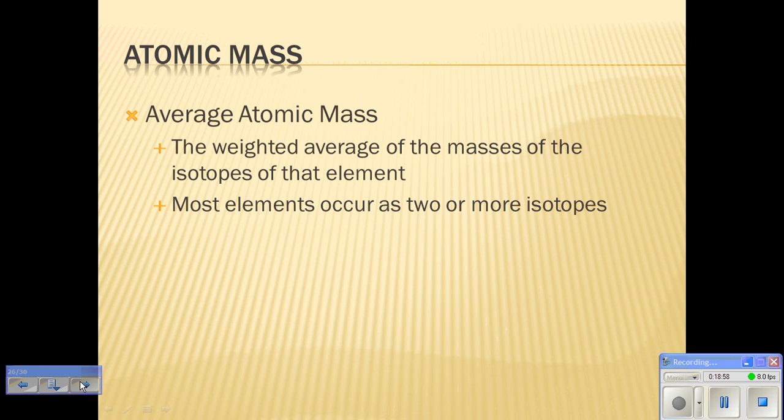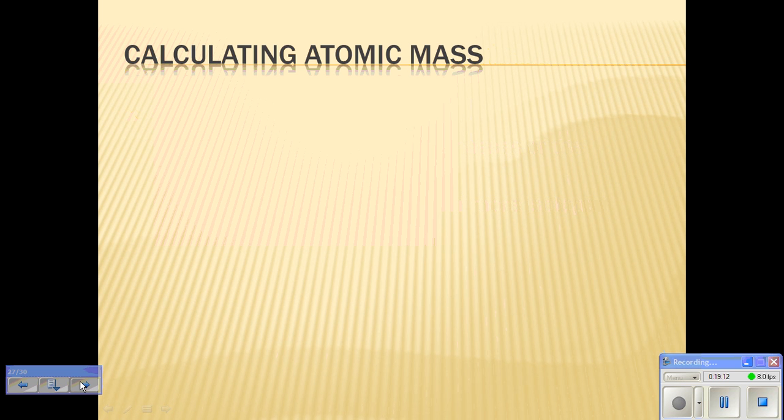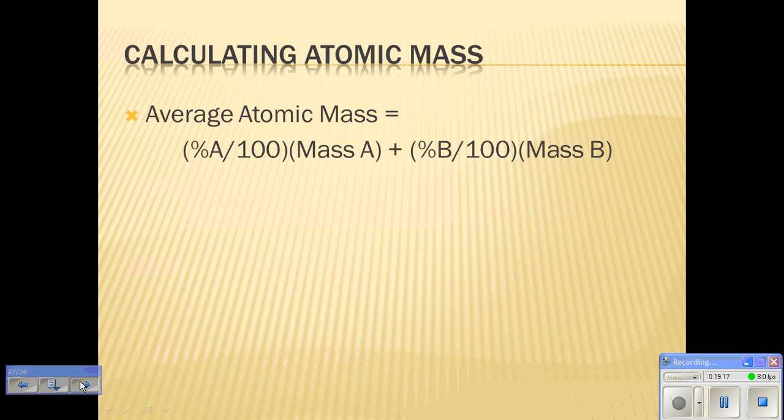Most elements, like the example we looked at with hydrogen, are going to have 2 or more isotopes. And we already discussed that the average atomic mass is found on the periodic table. If we're going to calculate the atomic mass, then we're going to take the isotopes for this particular element, however many there are. Our formula, I've written it out as if there were just 2 isotopes, isotope A and isotope B.